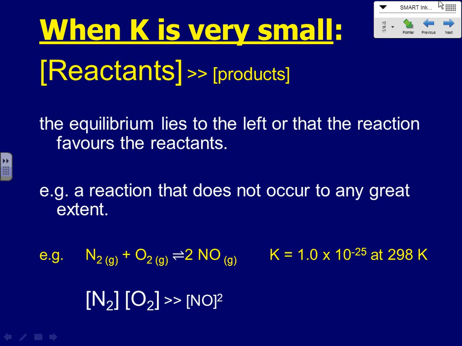We say it lies to the left. And when I say the left, when we write a reaction, it's reactants on the left, products on the right, so it lies to the left. We say that it favors the reactants. The reaction does not occur to any great extent. In other words, it doesn't really do anything.